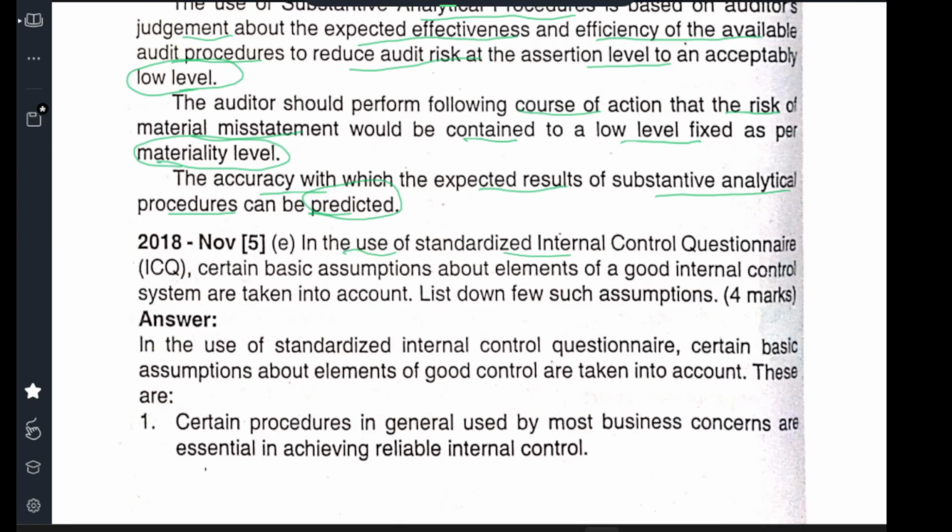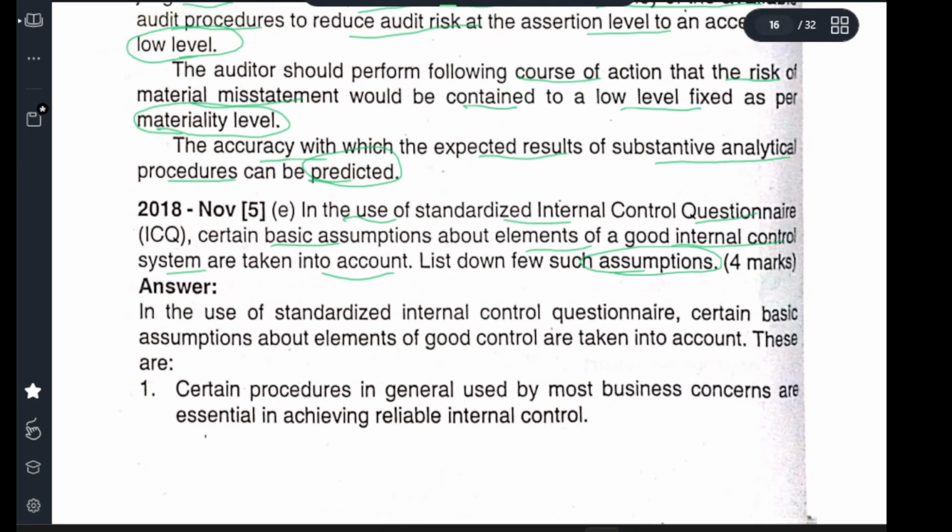To use the standardized internal control questionnaire, certain basic assumptions about the elements of good internal controls are taken into account. List out a few basic assumptions of the elements of a good internal control system. So you're questioning on the assumptions.